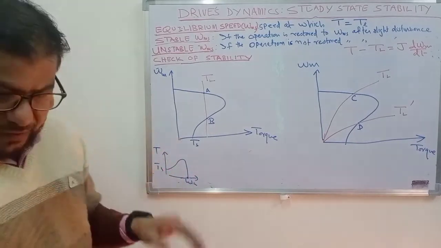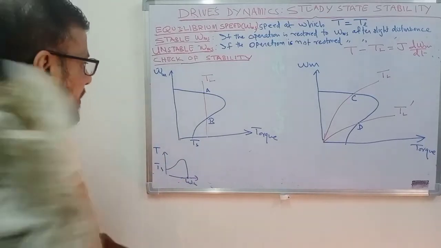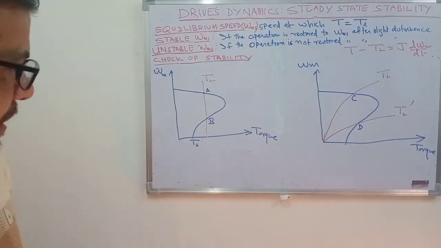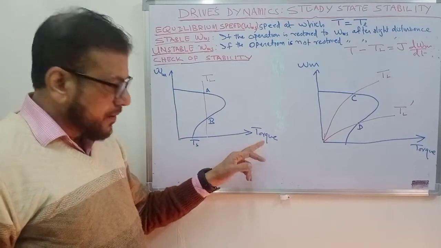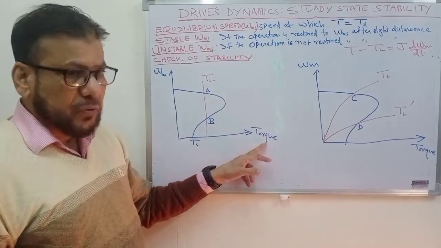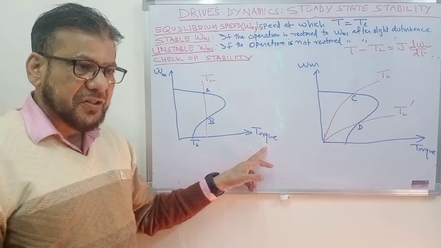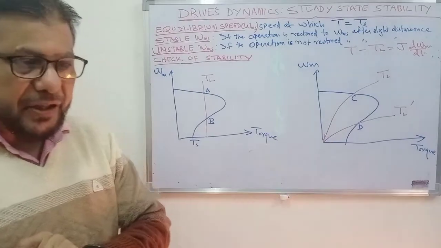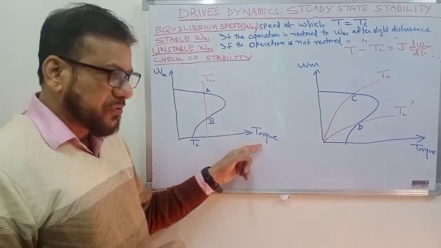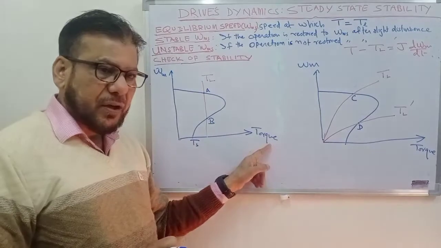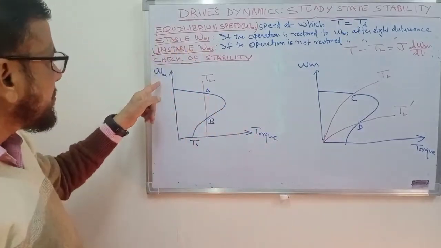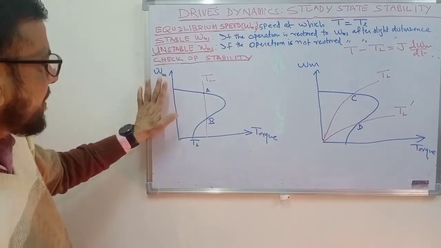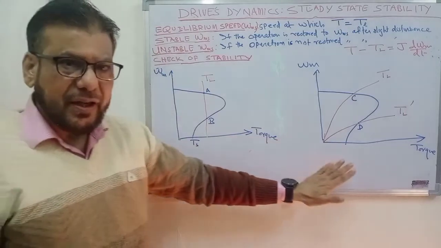But here in the case of drives, we always take speed on the y-axis and torque on the x-axis, because actually speed depends on torque. The motor torque depends on the load torque. In steady state operation, motor torque has to become equal to load torque. So load torque is the independent variable, and motor torque has to follow the load torque. Depending on the torque, the motor will have a certain speed. So speed is always a dependent variable. It depends on the torque, so we always take speed on the y-axis and torque on the x-axis.